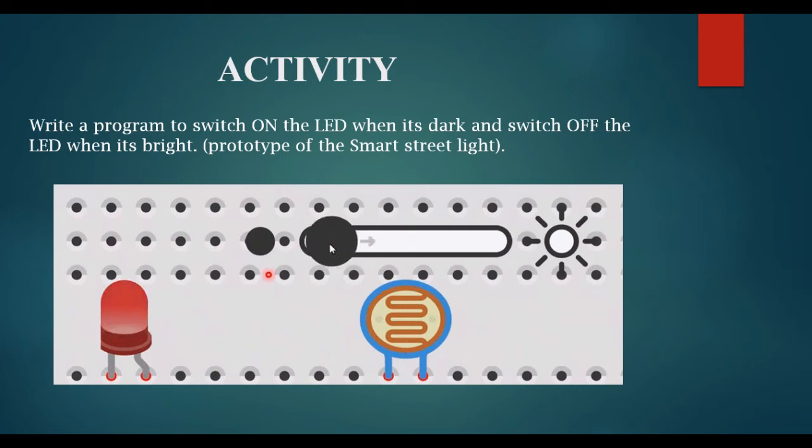Clear? As I told you, in the smart street light we will be using the IR sensor, the LDR sensor, as well as the LED. Why are we using two sensors here, the LDR sensor and the IR sensor? The LDR sensor is to check the light of the surroundings. If you are not using the LDR sensor, whenever the vehicle comes, irrespective of whether it's daytime or night time, the LED will be switched on.